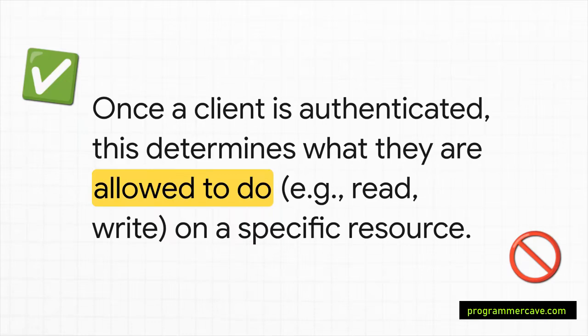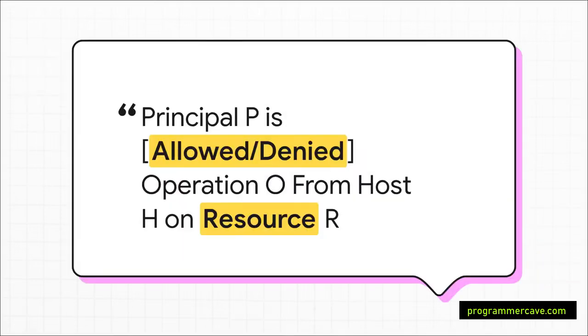Okay, so we have a secure channel, and we know who the client is. The final pillar is authorization. Now that they're in the club, what are they actually allowed to do? Can this user write to the orders topic? Are they only allowed to read from the payments topic? This is all about defining permissions. Kafka handles this using something called access control lists, or ACLs, and every single ACL rule follows this one simple structure. A specific user, called a principal, is either allowed or denied to perform some operation from a specific host on a specific resource, like a topic.